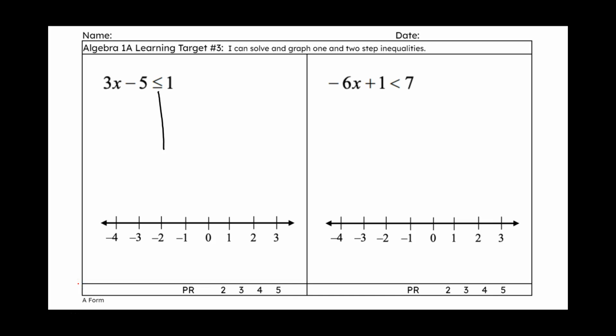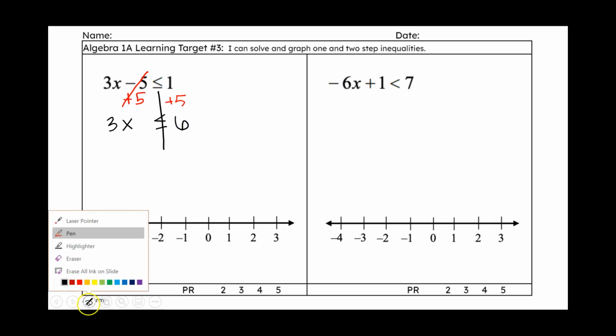So for this minus 5, the additive opposite would be plus 5. I'm going to add 5 to this side, and I'm going to add 5 to the other side of the inequality sign. Minus 5 and plus 5 are opposites and cancel. So on the left, we will have remaining 3x. And it's not equal to, it's less than or equal to, and 1 plus 5 is equal to 6.